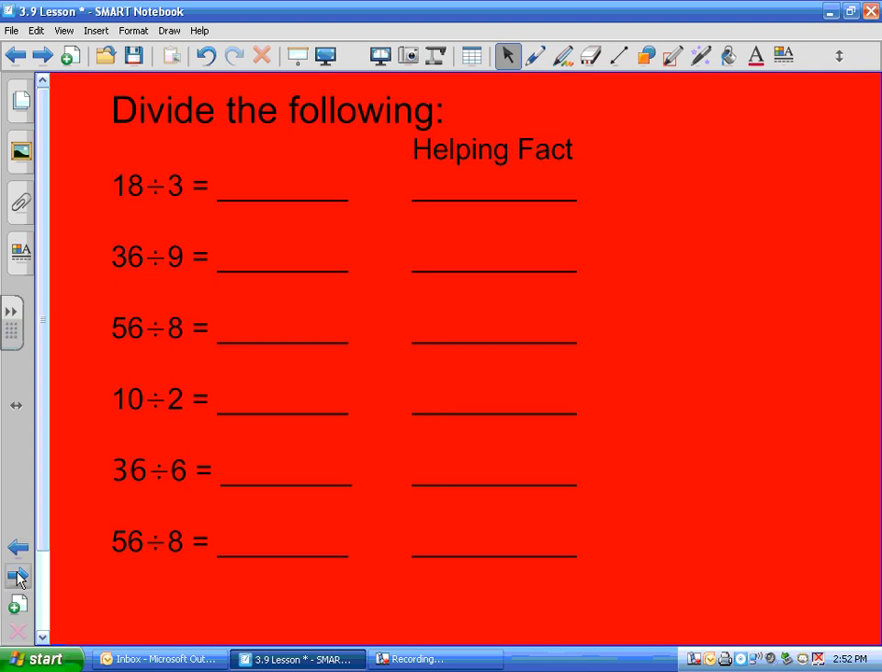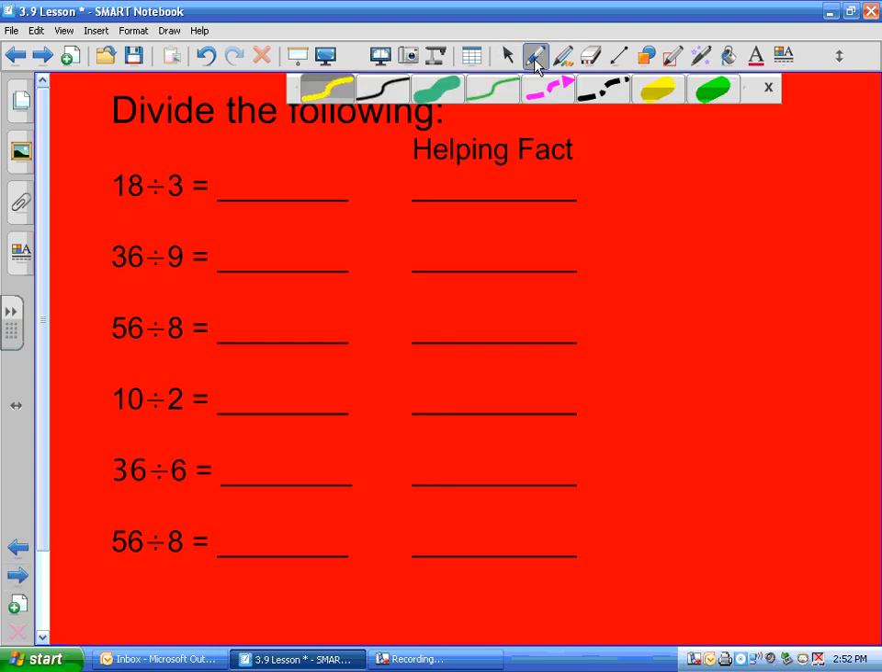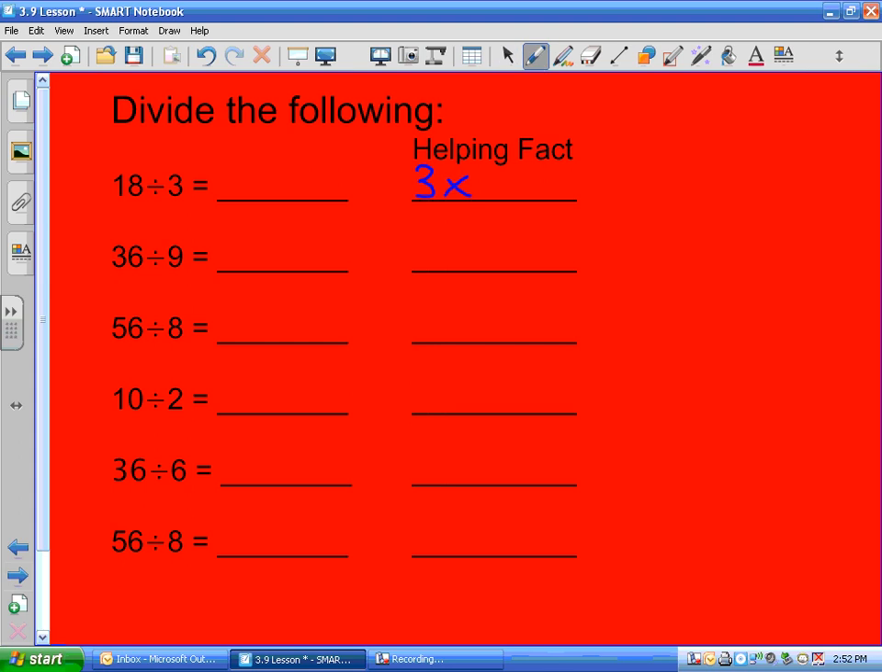All right, so 18 divided by 3. What is the helping fact, Colby? What's the helping fact? You know it's going to be 18 at the end, right? 3 times 6 equals 18. Oh, okay. There we go. So that means this answer is? Good job.